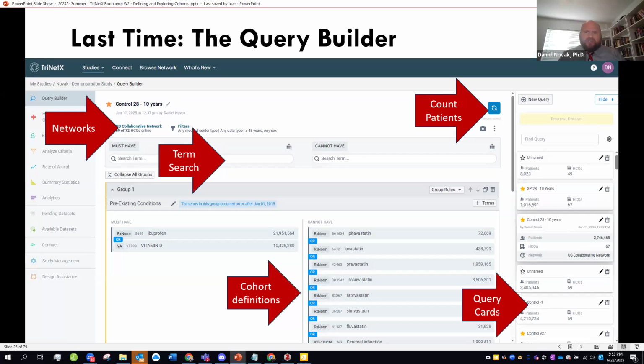And over here, you're going to see your query cards. As you do more and more queries and you develop them, they'll start to stay. Every time you hit the Count Patients button, you'll get one of them over here. And I recommend keeping them named and really nicely organized, or you're just really going to lose track of everything quickly.